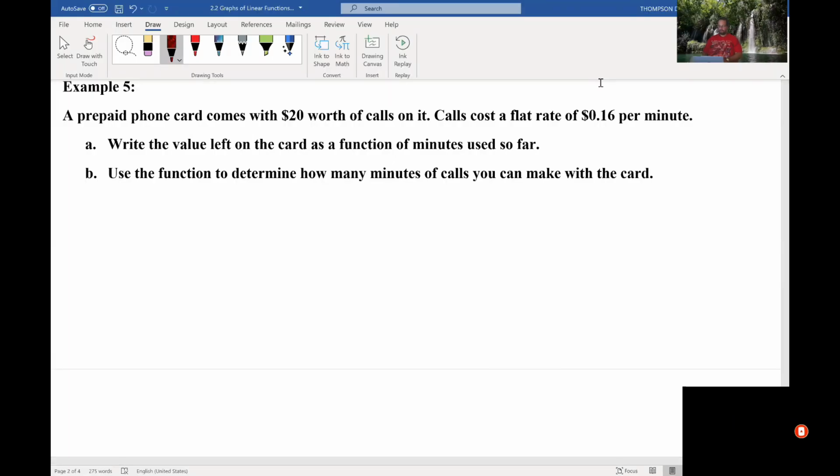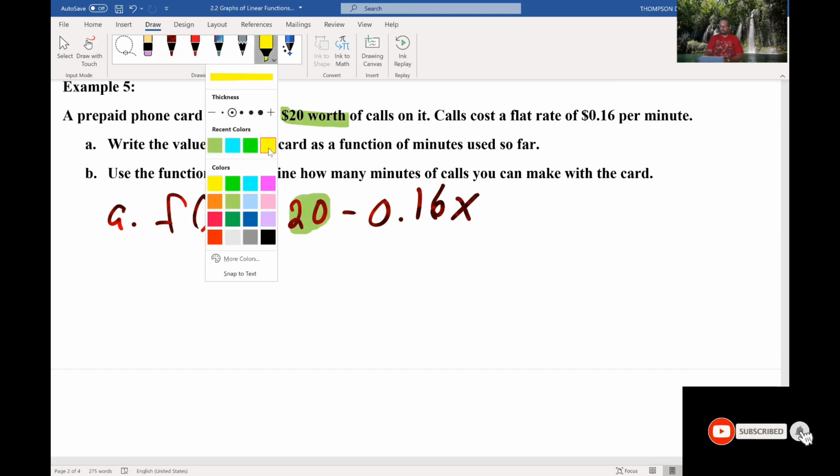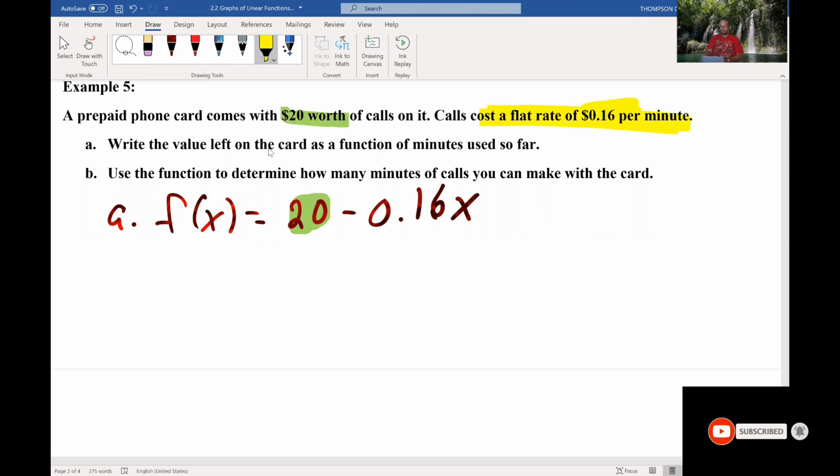Example 5. A prepaid phone card comes with $20 worth of calls on it. Calls cost a flat rate of 16 cents per minute. Write the value of the card as a function of minutes used so far. So part A, we just write f of x equals $20 minus 0.16x. The 20 is our starting value, and then we're taking away 16 cents per minute. So that's where the minus 0.16x comes from.